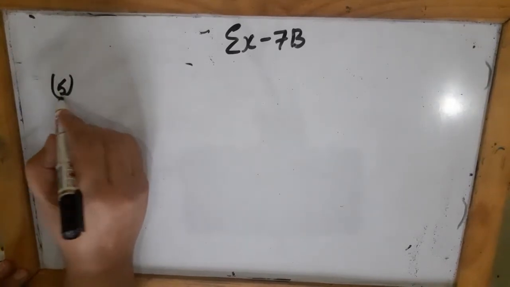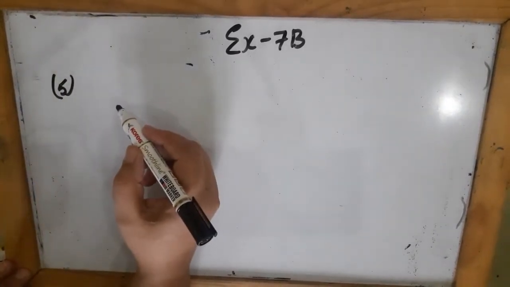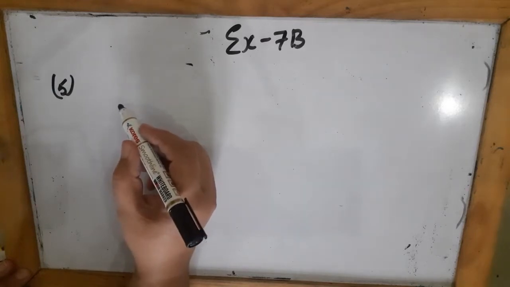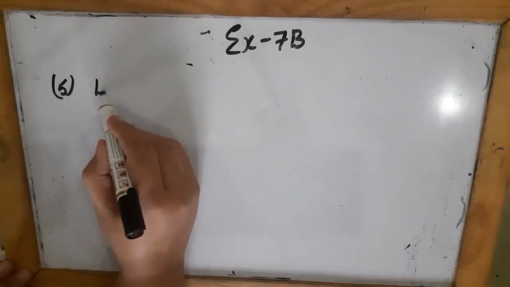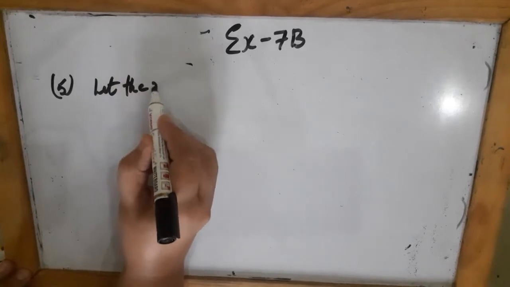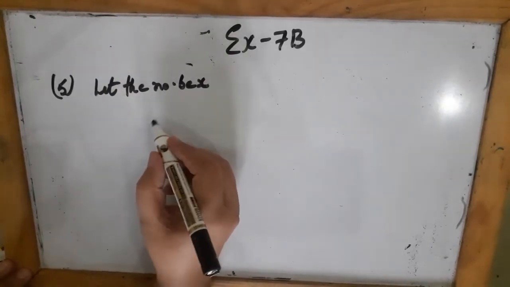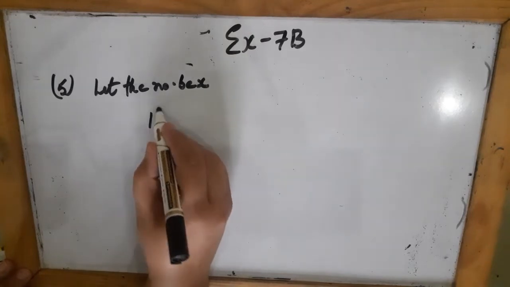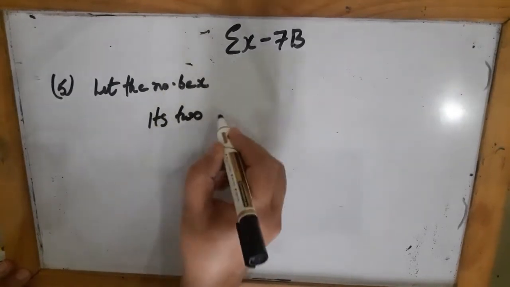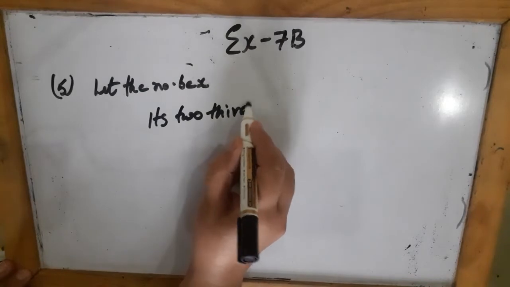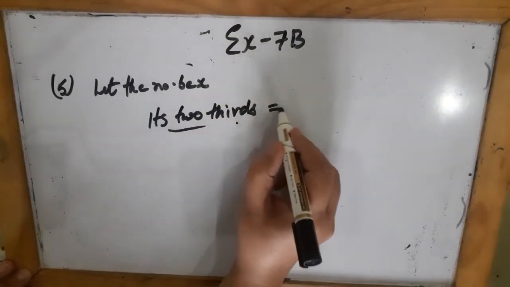Now come to the fifth question. They are saying a number added to its 2/3 is equal to 55. Find the number. So I will say let the number be x. Now they have used one term over here, that is its 2/3, उसका अपना 2/3. So उसका अपना 2/3 कैसे बनेगा?